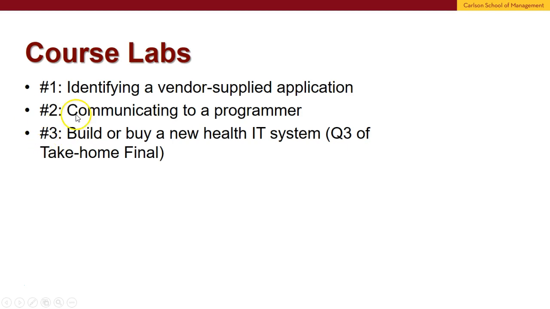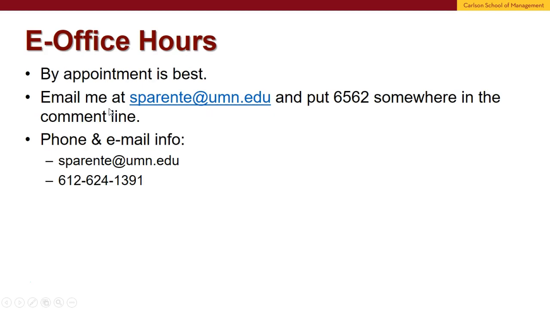The labs that you're going to be doing, one of them is identifying a vendor-supplied application. You'll be going out trying to find different vendors that fit the parameters for technology. The second one is communicating to a programmer. This is the SQL programming lab, where you're actually going to be looking at some Medicare data to try to figure out what chronic conditions you want to profile. And then the third part of the lab is actually going to be a build or buy analysis for a health IT system, but actually it's embedded in your take-home final as the third question. So in terms of labs throughout the course prior to week 7, the first 2 are really the key.